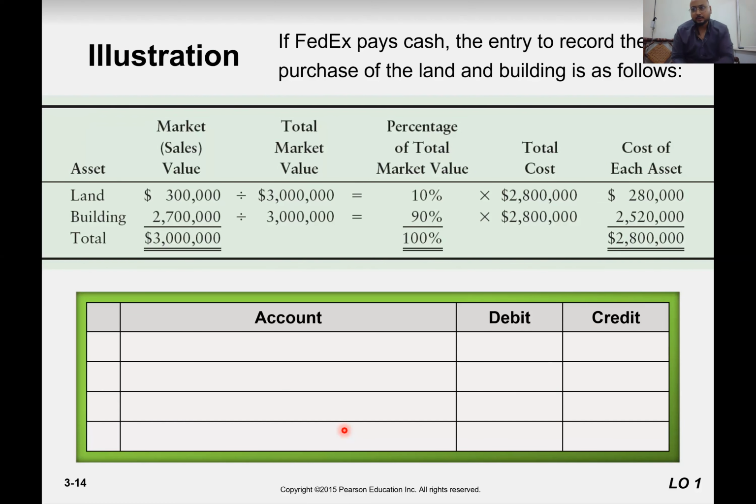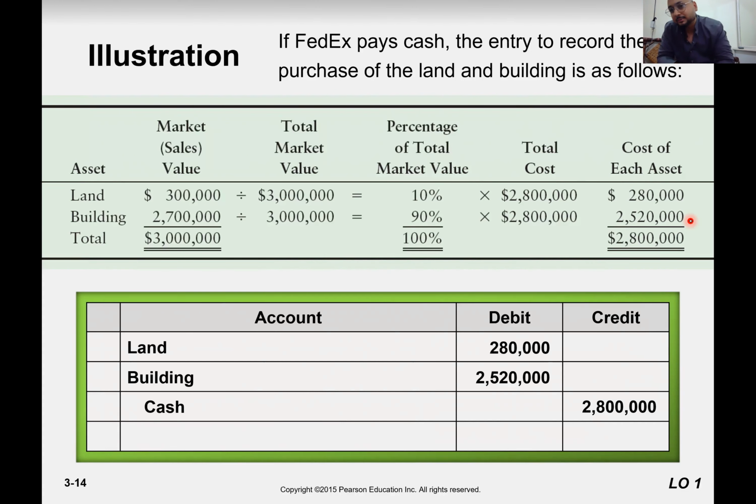Now, you need to make the entry. You paid $2.8 million, so your cash decreases by $2.8 million. Your assets increase and your cash decreases. So what assets increase? Land with $280,000, building increased by $2.52 million, and cash decreased by $2.8 million. So the entry would be simple: land, building to cash. Our debit side is equal to the credit side. The appraisal value is used just to find out these percentages.